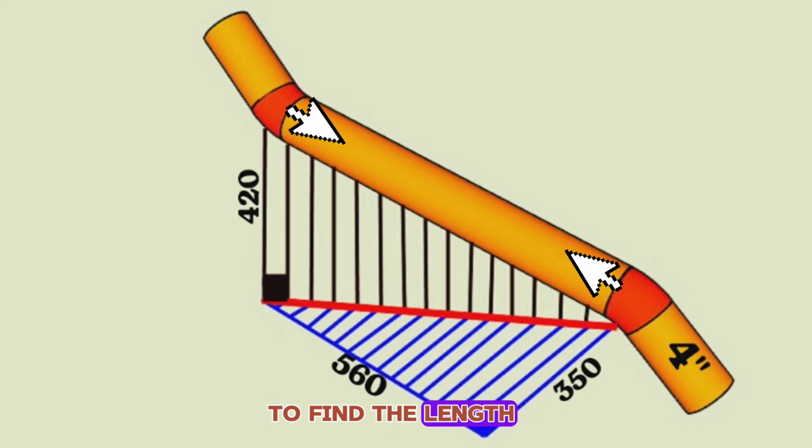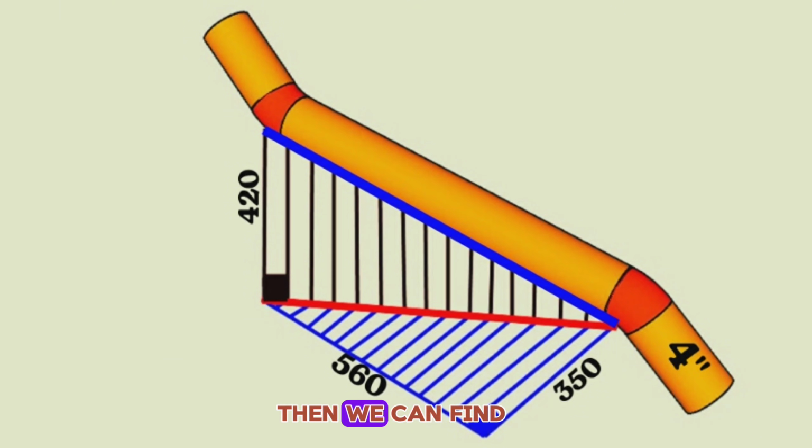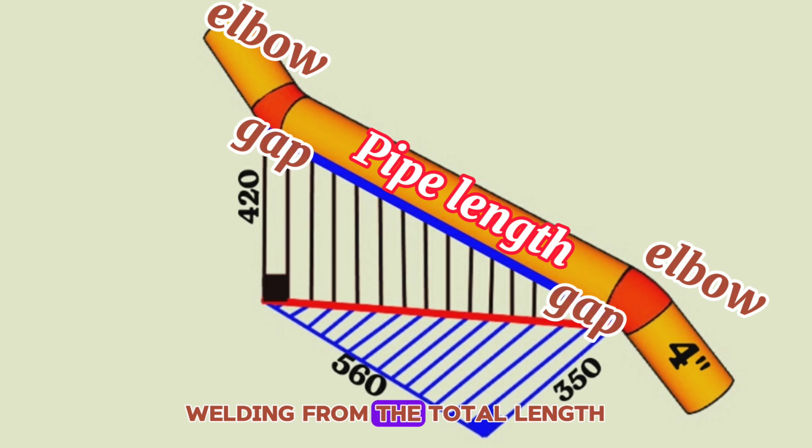To find the length of this pipe piece, we first need to calculate the distance between the centers of the pipe elbows. Then we can find the length of this cut pipe piece by subtracting the lengths of these two elbows and two gaps for welding from the total length.